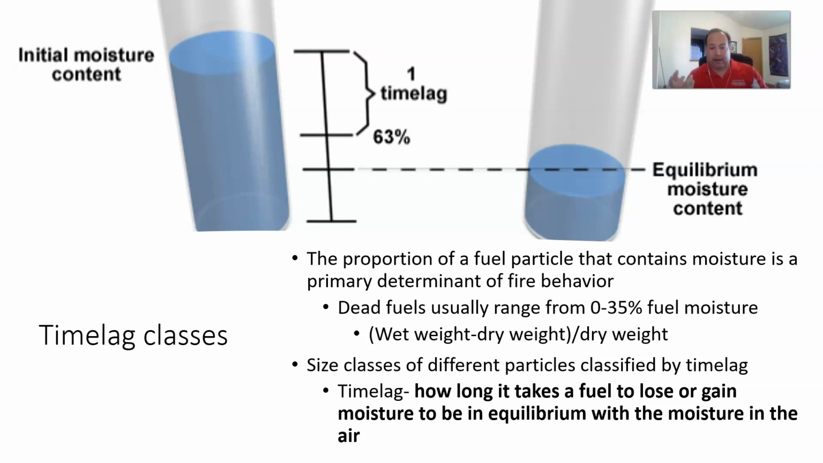So if you had a clump of grass in your hand, how long would it take that clump of grass, as the day goes on and it gets hotter, to be the same moisture content as the air? This is the idea. I've got this graphic up here of time lag. Here's our initial moisture content. This is the moisture of the air. How long is it going to take for the moisture content in this to get down to here? That is our time lag.